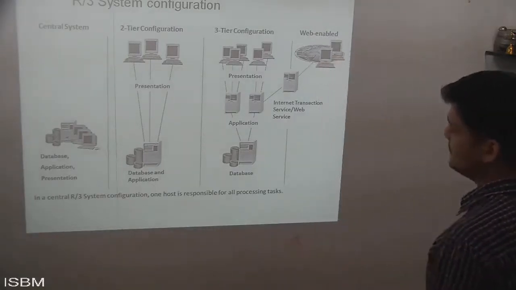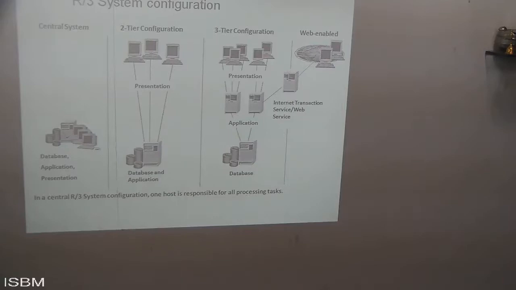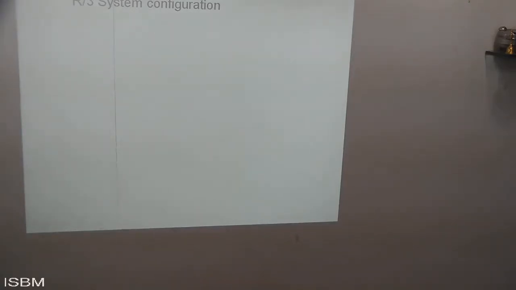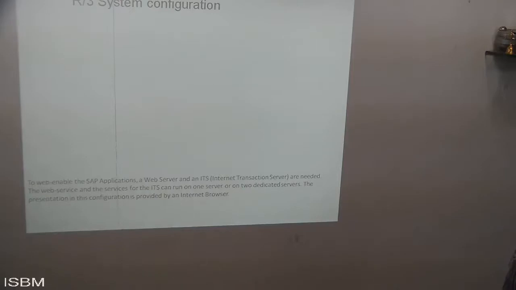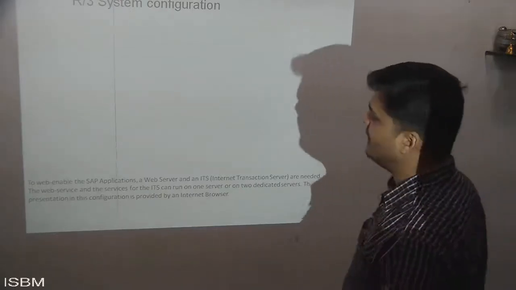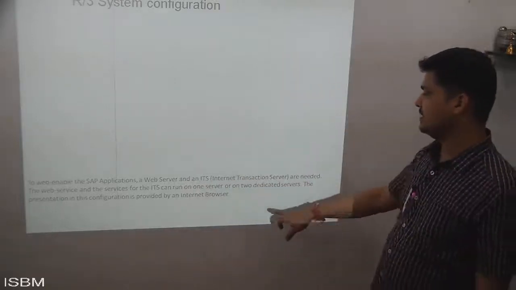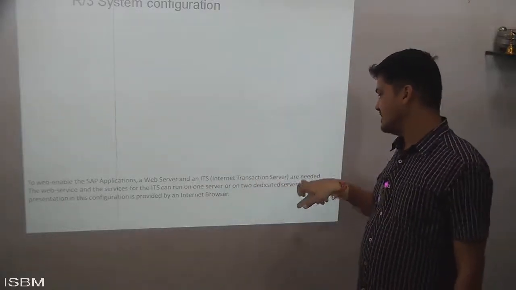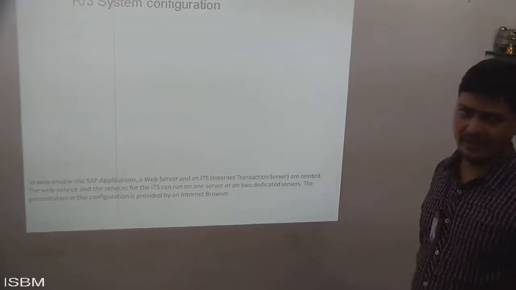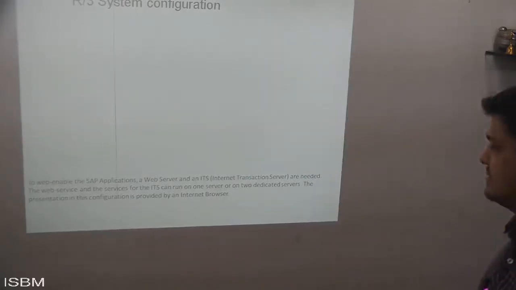So in the R3 system configuration, one host is responsible for all processing tasks. Which is the host? This is the host. For all the tasks done by the host. So, R3 configuration system. To web enable the SAP application, a web server and the ITS, which is nothing but Internet Transaction Services, are needed. In the R3 server, we need Internet Transaction Services.